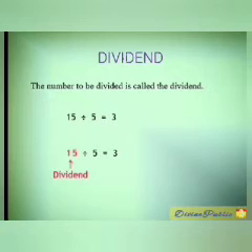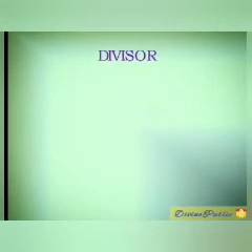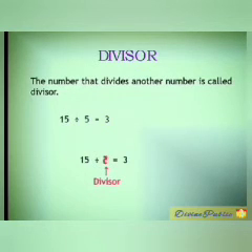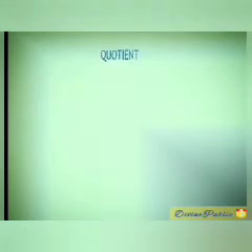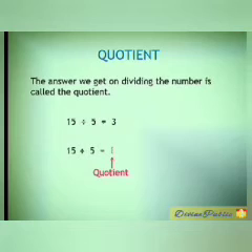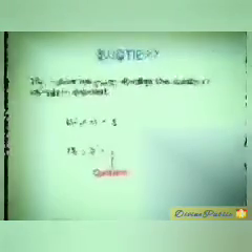Let us move to the next part of the division, that is divisor. The number that divides another number is called divisor. For example, 15 divided by 5 equal to 3. Here, 5 divides the 15, so 5 is the divisor. Now the term quotient. The answer we get on dividing the number is called the quotient. Example, 15 divided by 5 equal to 3. Here, 3 is the quotient because this is the result we get after dividing 15 by 5.